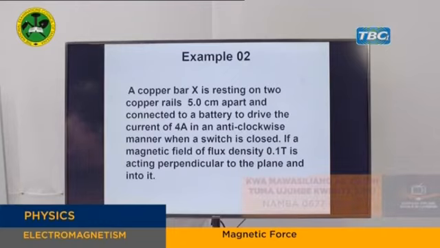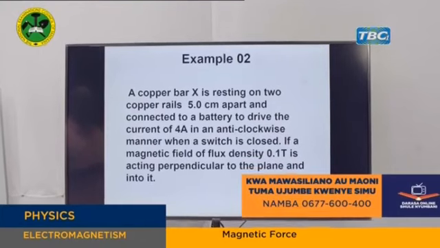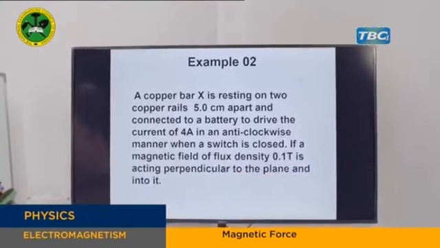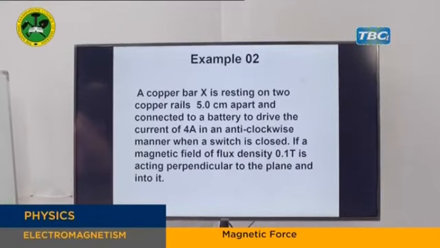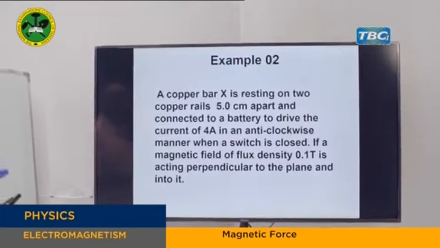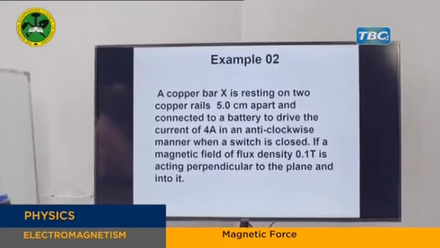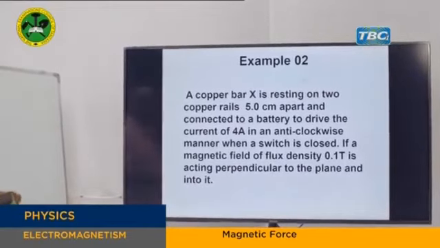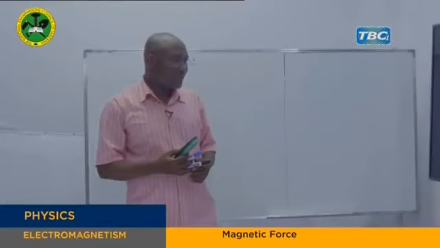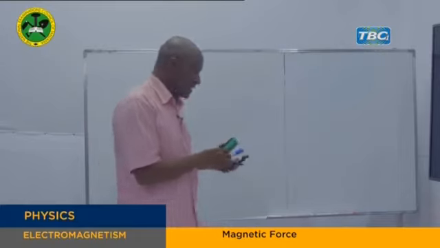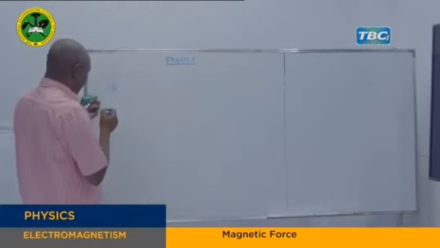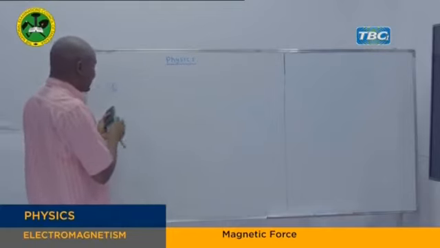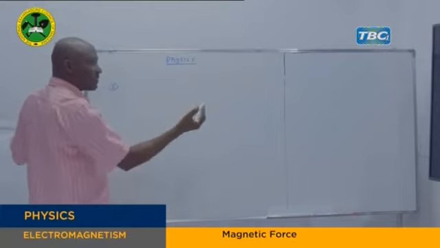Now, X is resting on two bars of copper, and these copper bars are connected to a battery, so that it can take current through wire X. The current is given as 4 ampere, and it is moving in an anticlockwise manner when the switch is closed. Before we proceed, let's see the question. You can draw the question here the way it's given. It can be on a horizontal plane maybe.